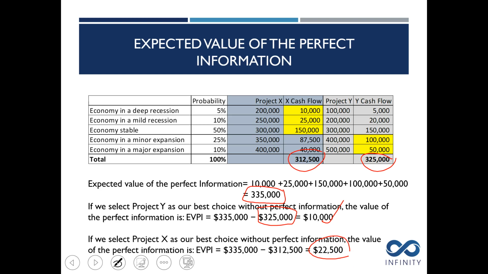So just imagine you have to pay $30,000 to get this perfect information. That means the amount you are paying is going to be worthless, because even though you have perfect information, the maximum benefit you are going to get is 22,500, and you are paying 30,000 to get this perfect information. Okay, so this is how you will calculate the expected value of perfect information.